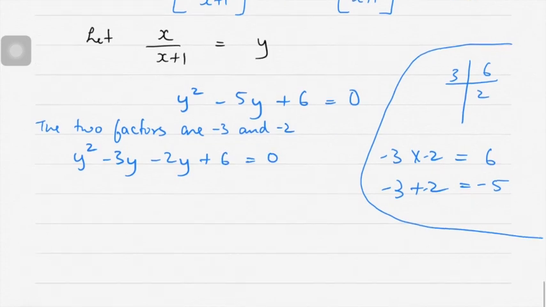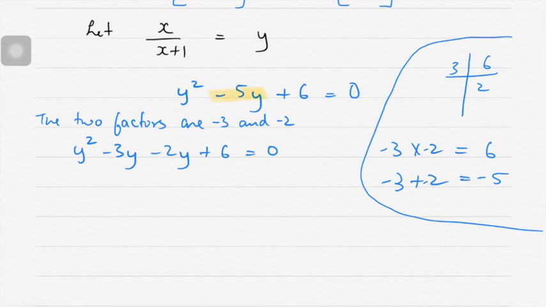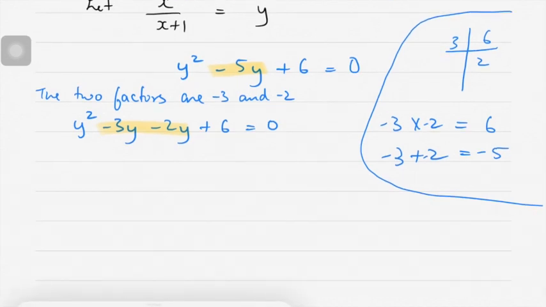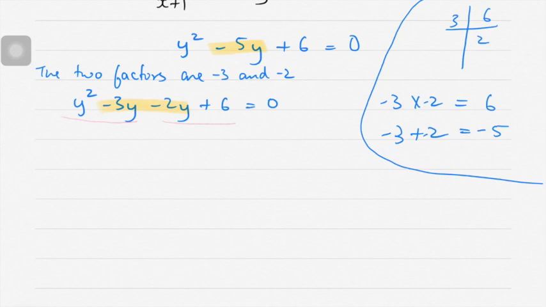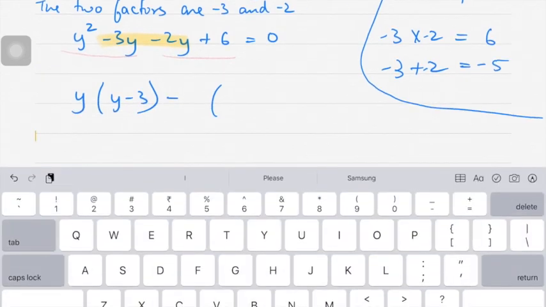Okay. So y square minus 3y minus 2y plus 6 is equal to 0. So instead of writing minus 5y, I have written minus 3y minus 2y. Okay. Now I'll put this together and this together. I'll put y square minus 3y together and minus 2y plus 6 together. Okay. So what are the common terms? Y is common. Correct? Y minus 3. And then minus y I'll take out.